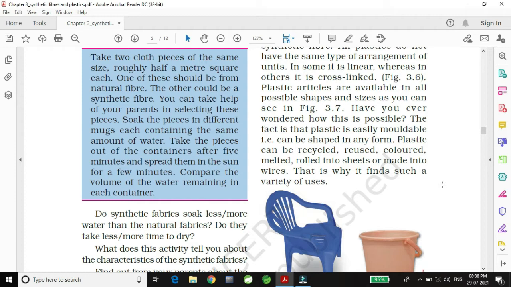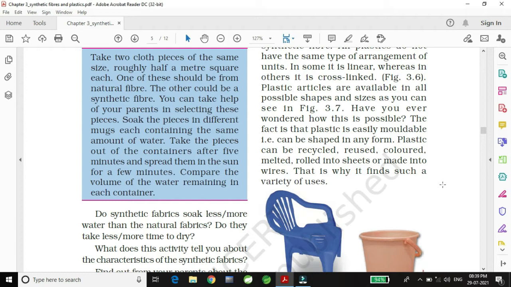So if we melt plastic, we can make different things from the molded plastics. Plastic can be recycled, reused, colored, melted, rolled into sheet, or made into wires. That is why it finds such a variety of uses. So we know that plastic can be molded, which means it can be recycled and reused again.